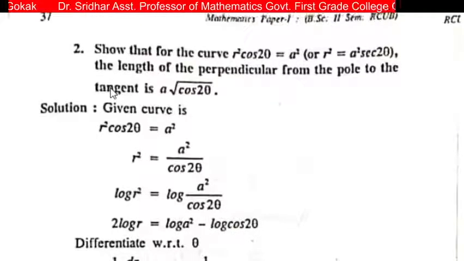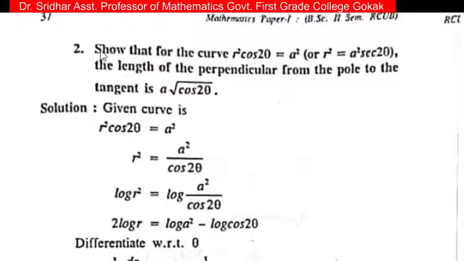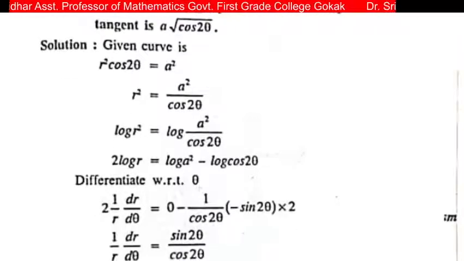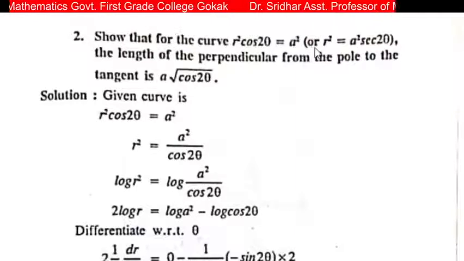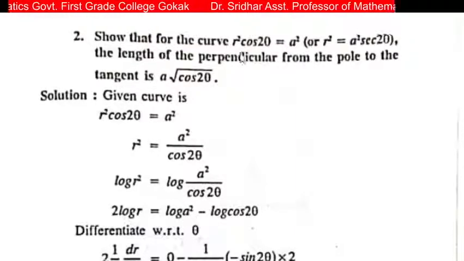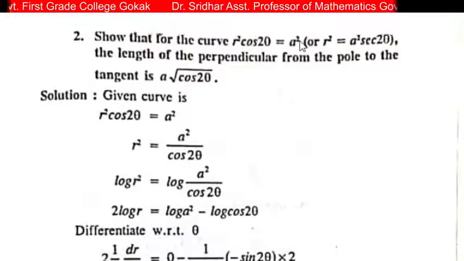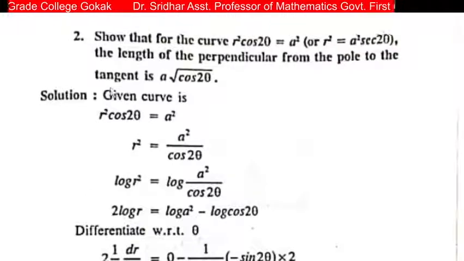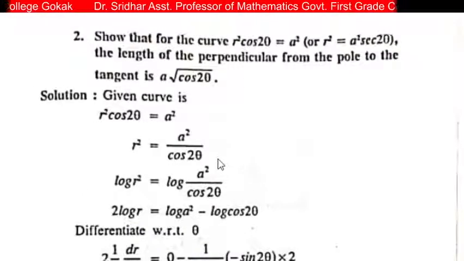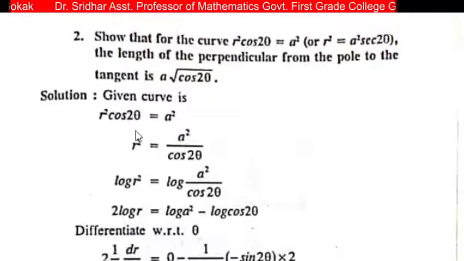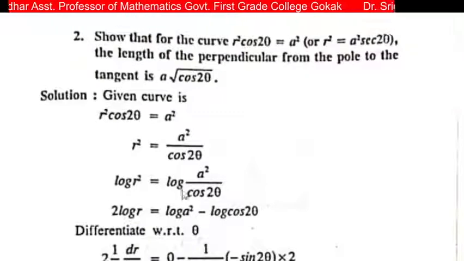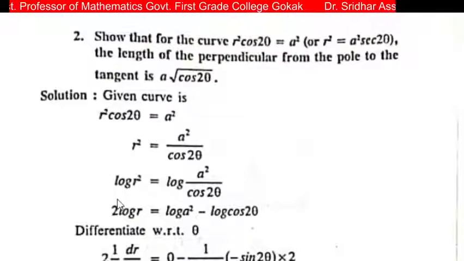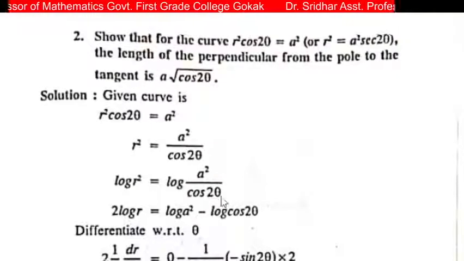Similarly, we solve the second problem. The problem is given as: show that for the curve r square cos 2 theta equal to a square, the length of the perpendicular from the pole to the tangent is a into root cos 2 theta. Here the given curve is r square cos 2 theta equal to a square, or r square equal to a square by cos 2 theta. Again you apply logarithm, taking log on both sides, then you will get log r square is equal to log a square by cos 2 theta.